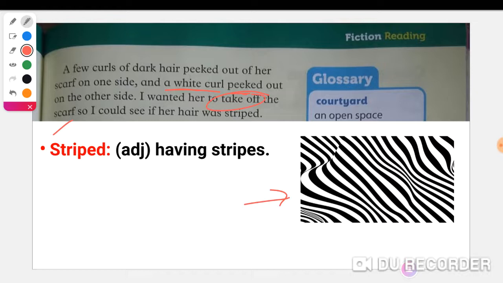Thank you so much. Study hard and please copy this word. Striped, it's an adjective, means having stripes, okay? So striped is an adjective, means having stripes. Add this new word to your vocabulary copybook. Study hard, year 4. Thank you so much.